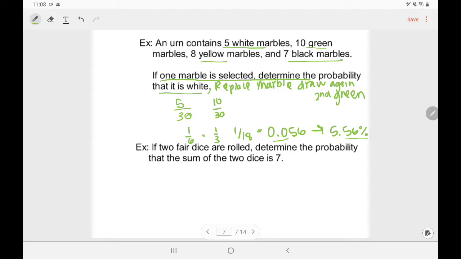Now, 2 events are deemed to be, and we'll just skip this example. 2 events are deemed to be dependent.